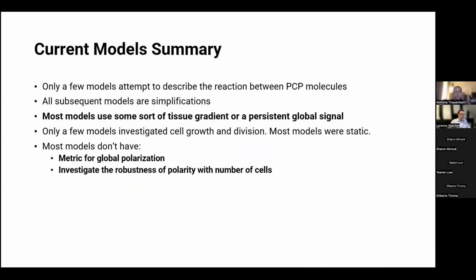So to summarize, only a few models in these categories attempt to describe the reaction between PCP molecules, and most of the subsequent models are simplifications. And most models use some sort of a tissue gradient or some persistent global signal. And only a few models investigated cell growth and division. Most importantly, many of these models were static, and they don't have a metric for global polarization, or they did not investigate the robustness of polarity with increasing system size or the number of cells.